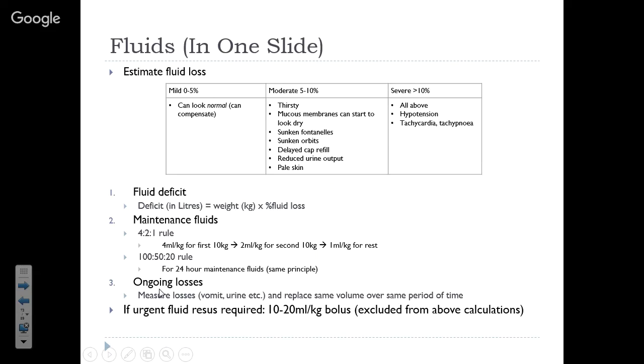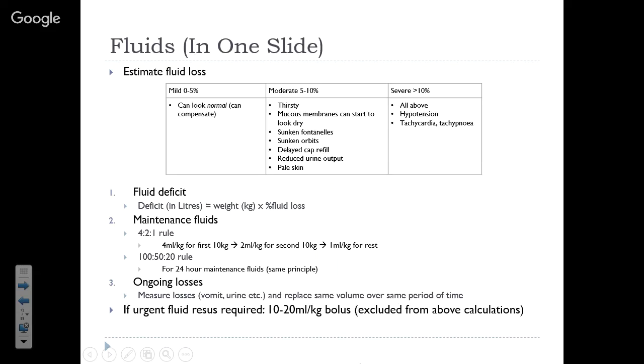To calculate the fluid deficit, the three things you want to consider for fluids are the fluid deficit, maintenance fluids, and ongoing losses. To calculate the fluid deficit, you multiply the weight by the percentage of fluid loss, which you have estimated here. For maintenance fluids, there's a 4-2-1 rule, which you might have heard about by now, which is 4 mLs per kilo for the first 10 kilos, 2 mLs for the second, and then 1 mL per kilo for the rest. That gives you the rate of maintenance fluids for the hour.